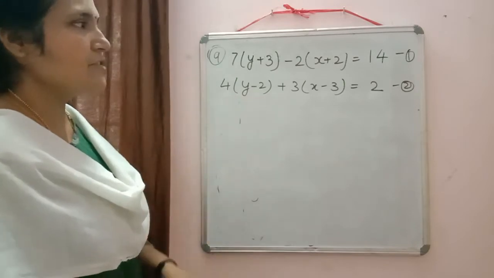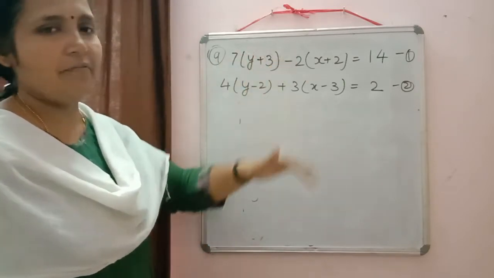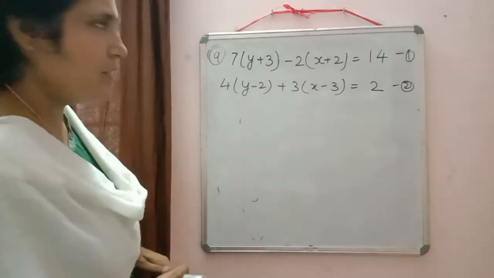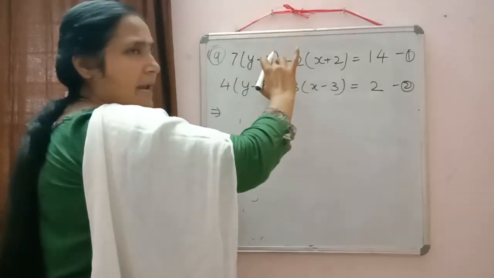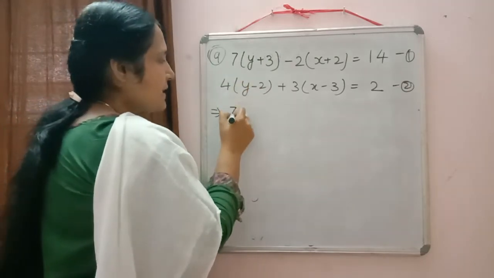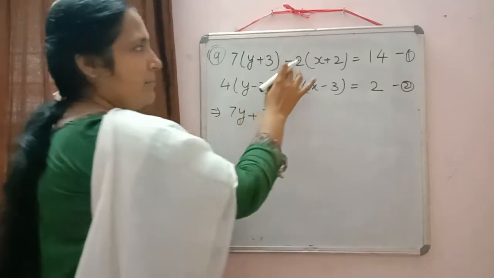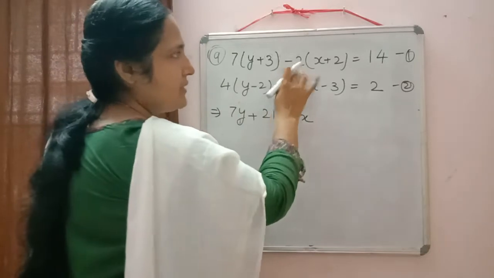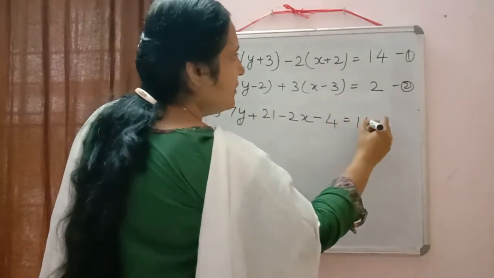So we have the next two equations here. Before solving the equations, first we have to simplify them. So I am going to simplify it. After 7, a bracket is there. Till where the bracket is there, we have to multiply 7 by that number. So we will get 7y plus 7 into 3, 21, minus 2 into x will be minus 2x, minus 2 into 2, minus 4, is equal to 14.